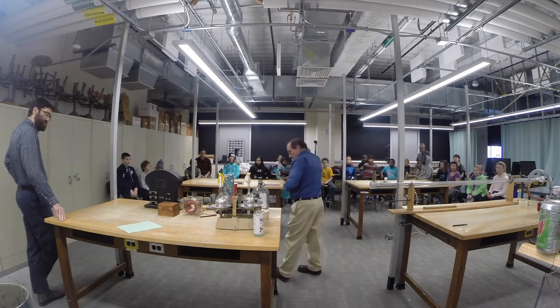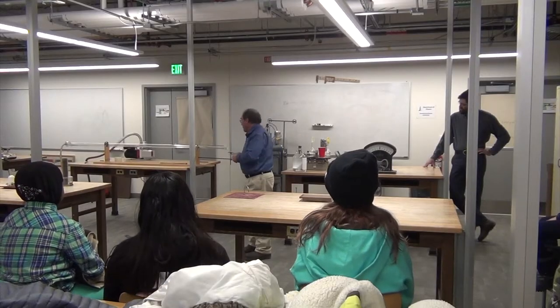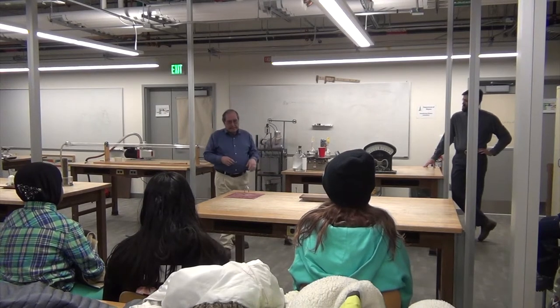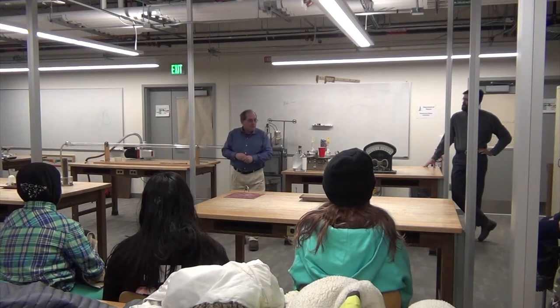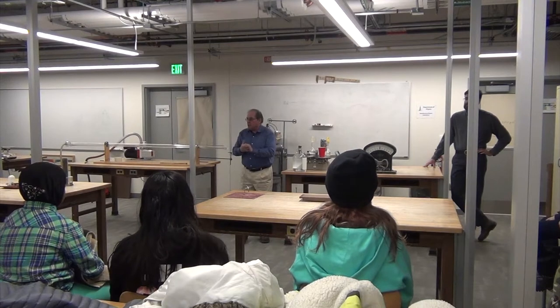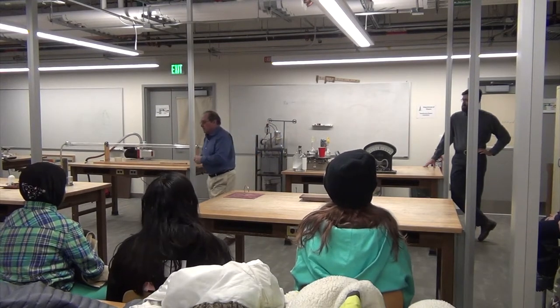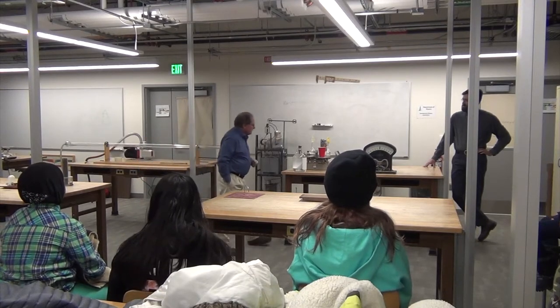So we're going to start off. We've got kind of a varied group of things we're going to cover. First, we're going to talk about buoyancy, and then we're going to move into air pressure, and then electricity and magnetism. Feel free to ask questions. Just raise your hand, and we'll try to answer those as best we can. So today, we're going to start off with buoyancy.